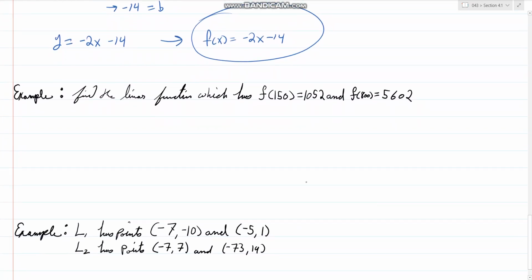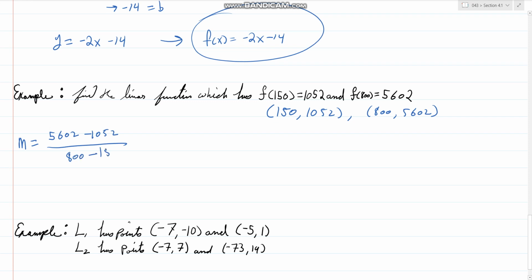All right, in the next example, we want to find the function that has f of 150 equals 1052 and f of 800 equals 5602. Okay, so it might not seem like it, but this is really just giving us the points (150, 1052) and (800, 5602). It's just giving us 2 points, and we're supposed to find the line. So the first step would be to find the slope. So that's 5602 minus 1052 all over 800 minus 150.